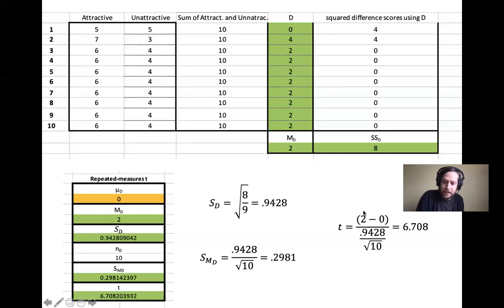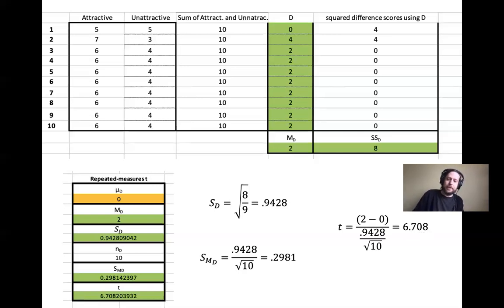The number 2 comes from right here, the m sub d. The 0 right here, u sub d, comes from the null hypothesis. I mentioned this will always be 0, so basically you never really have to worry about it for the repeated measures t-test. The numerator is 2. The denominator is 0.9428 divided by the square root of 10. When you work all the math out, you get 6.708.